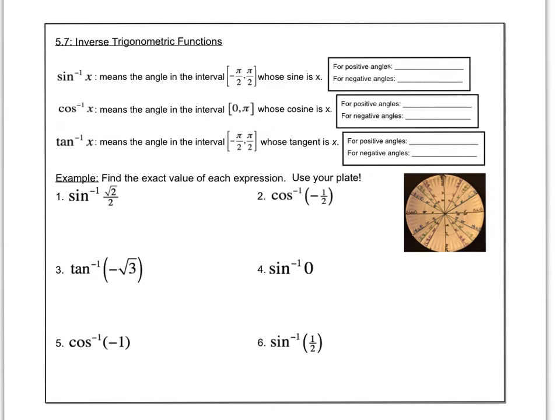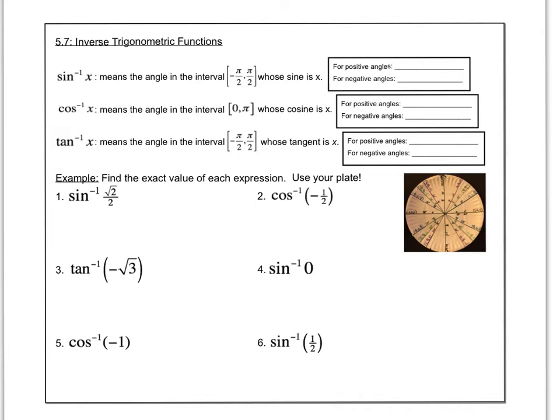Alright guys, for this lesson, you're going to need your plates, so I would definitely have those out. I tried to take a picture so I can demonstrate as we go through, so you'll see pictures in the corner that I'll zoom in on. But the goal today is we're doing inverse trig functions. So pretty much what you're doing today is you're using your plate in reverse.